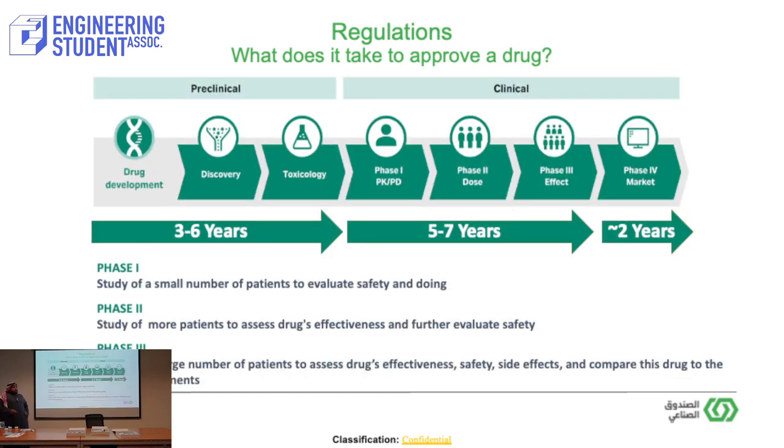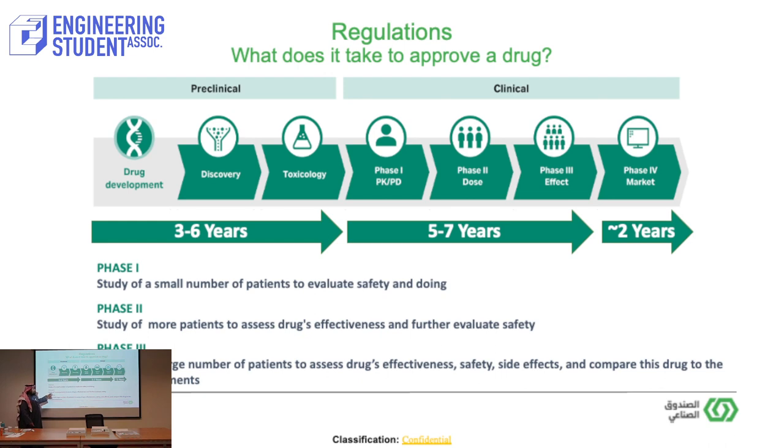So what does it take to get a drug approved? If it's a new drug, obviously they have to go through the preclinical stages and the clinical stages. The drug development, discovery, toxicology, then they go into phase one trials, phase two, phase three trials, and then they go into market. What's important here is to move from the toxicology to phase one. You have to evaluate the safety. So the safety is important in the beginning and in phase one trials.